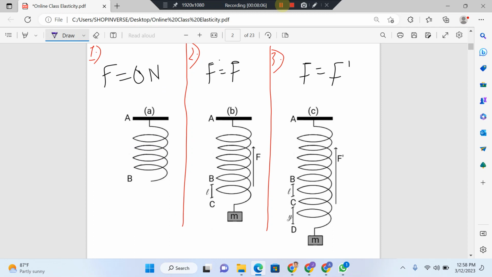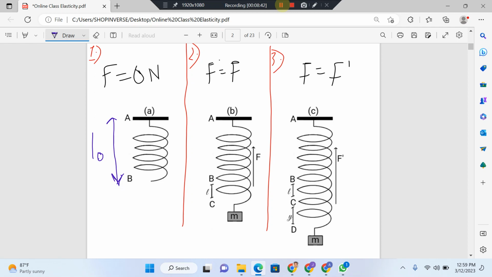That means the length you have for the spring from here to here is the length of the spring, from the topmost part to the lowest position. Let me put it here. From here down here is the length of the spring, and the length of this spring is L subscript 0. That means the length when no force has been applied on the spring.